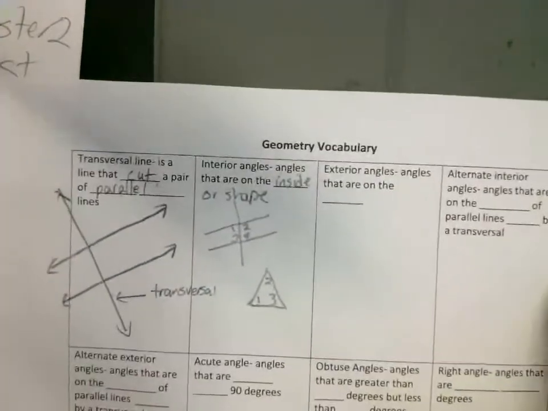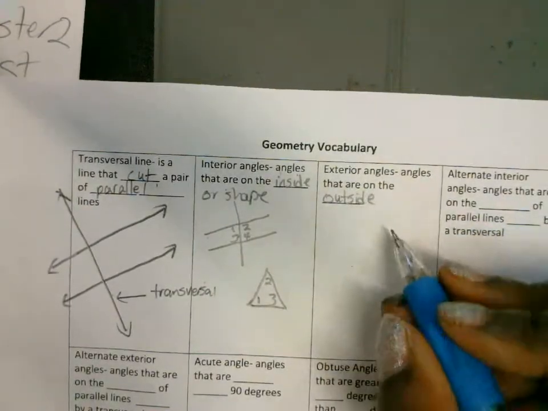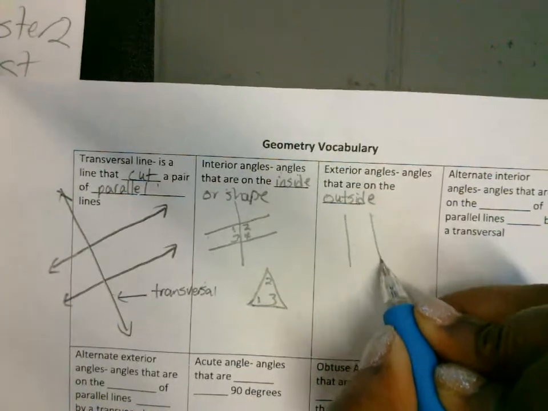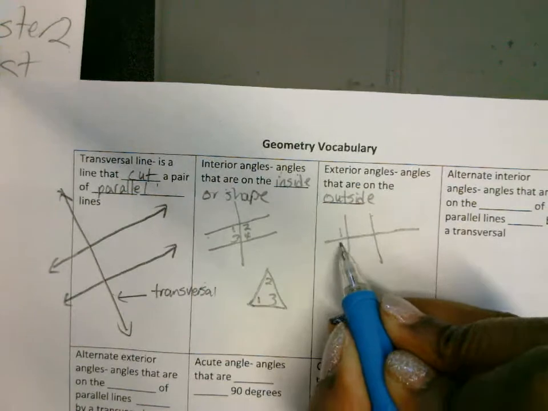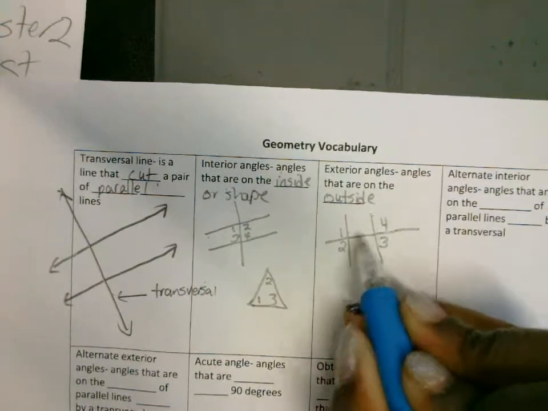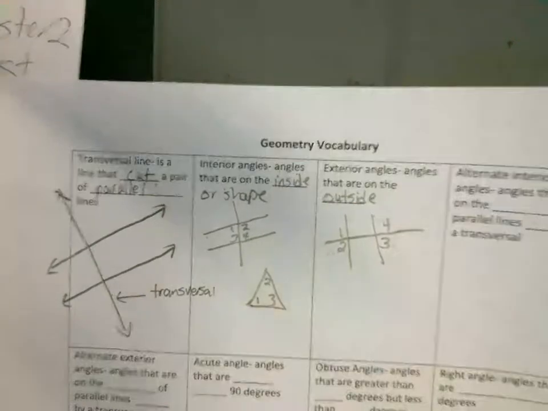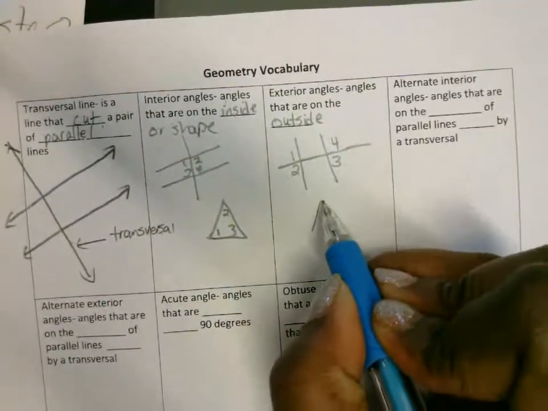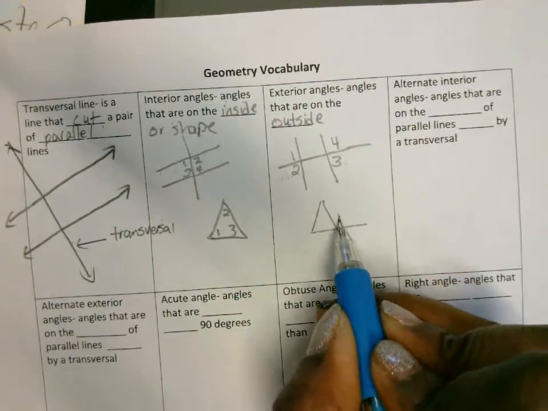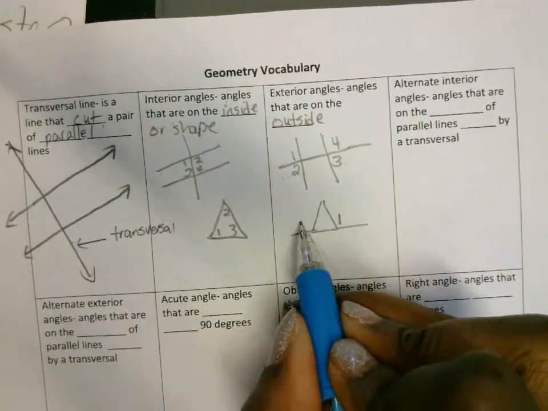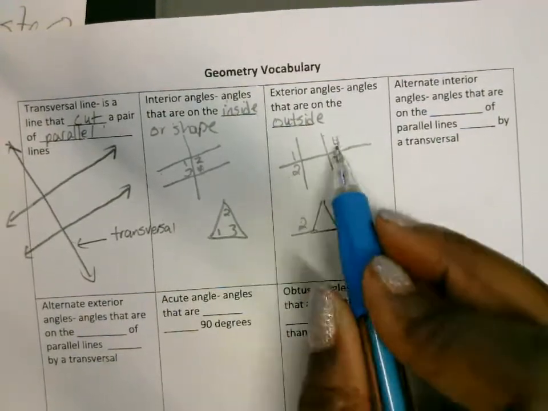Exterior angles are angles that are on the outside. So if I have, again, these are the angles on the outside, 1, 2, 3, 4. These angles right here are exterior because they're on the outside of the lines. In a shape, this angle right here is on the outside. Even if I had one over here, these are on the outside. Those are exterior angles.